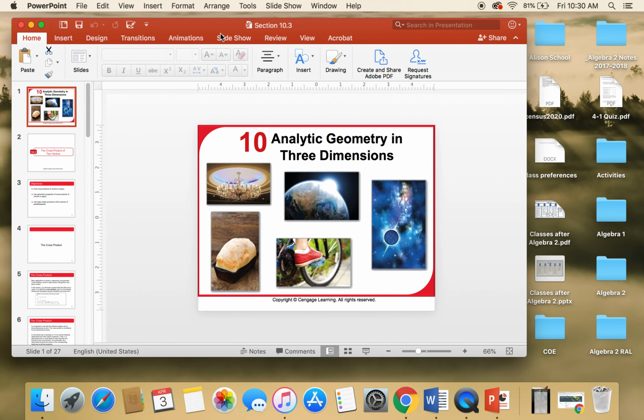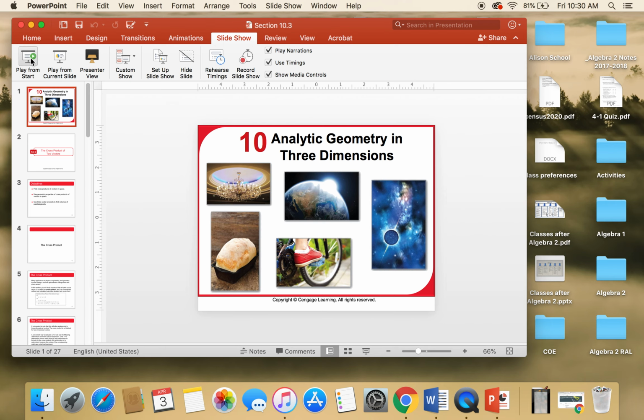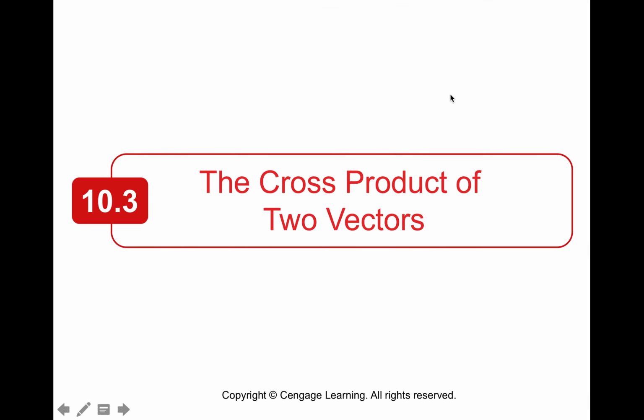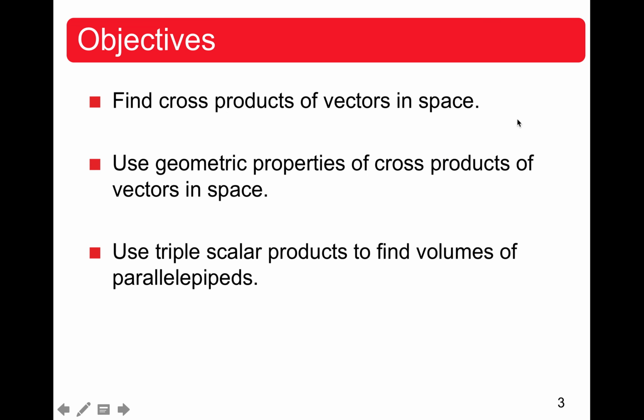Okay, so we are going to go through section 10.3 today. 10.3 is the cross product of two vectors. Our objectives for this lesson: we're going to find cross products of vectors in space, use geometric properties of cross products of vectors in space, and use the triple scalar product to find volumes of parallelepipeds.